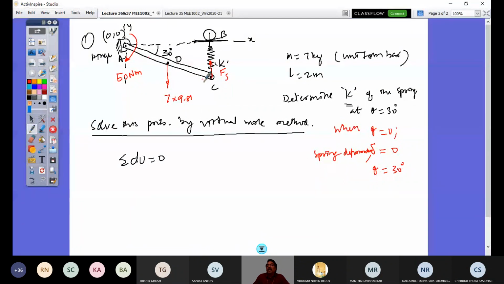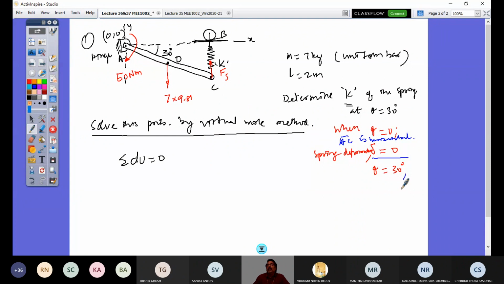The length of this is given as 2 meters and this angle is 30 degrees. So what would be this length? I can find that out. When theta is 0, there is no deformation in the spring. So when theta is 30 degrees, what is the deformation? When deformation is 0, what I mean by that is this bar AC is horizontal. When theta is 0, bar AC is horizontal. That's the meaning. That's why delta is 0.